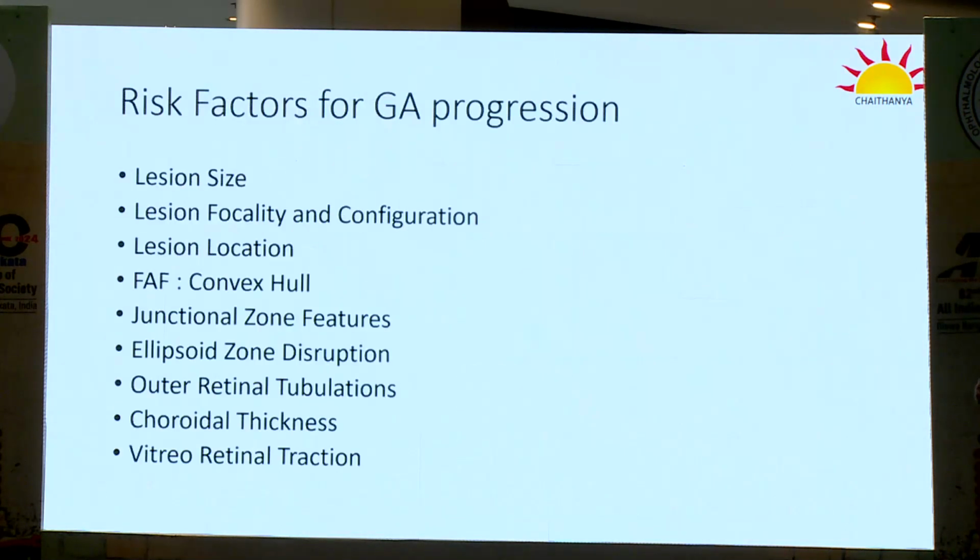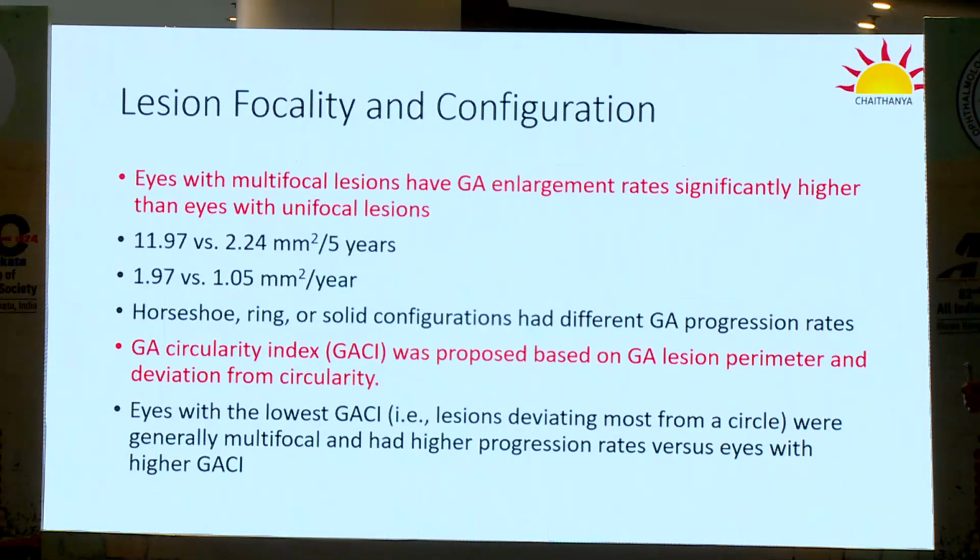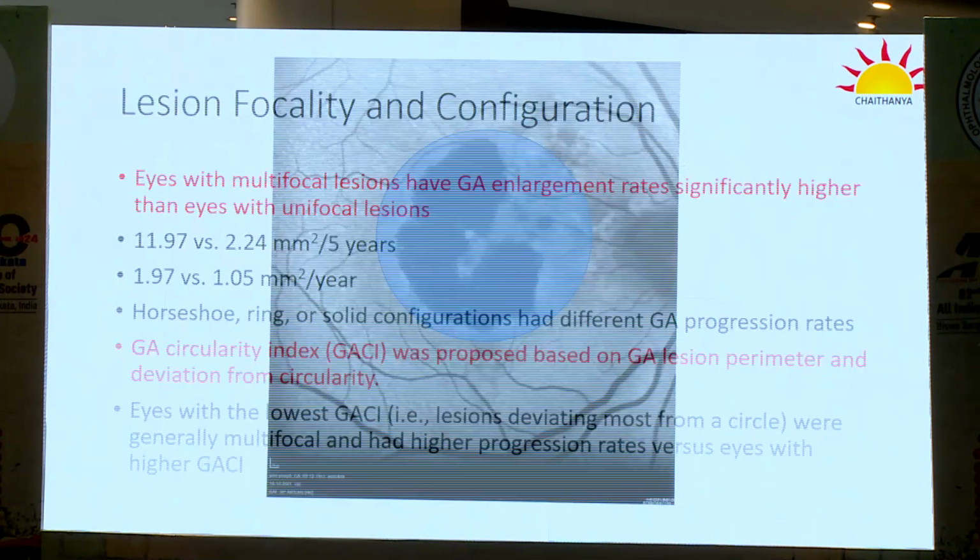There are other very interesting risk factors, like the shape of the geographic atrophy. It's called circularity index. The more circular it is, the more likely it is to not progress. And the one which is notched and has a different shape, the geographic atrophy progresses.